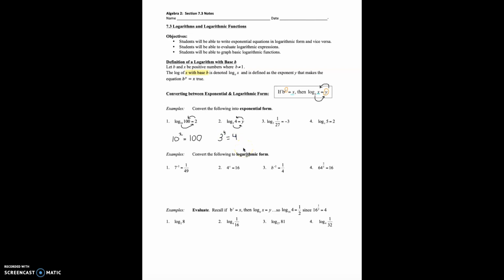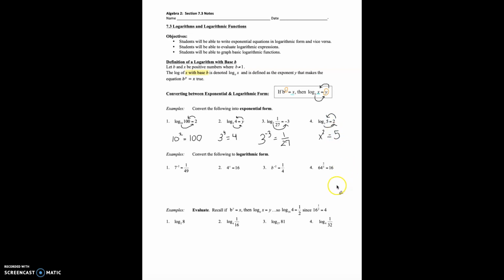And now number 3. 3 is a fraction and a negative in it, but we still know the drill. Our base is 3, so it's going to be 3 to the negative third power is equal to 1 over 27. And that's true, because if we do have a negative exponent, that's like writing 1 over 3 to the third. Go ahead and try 4 on your own. What's your base? Good. So x to the second. And what is it going to equal? It equals 5.